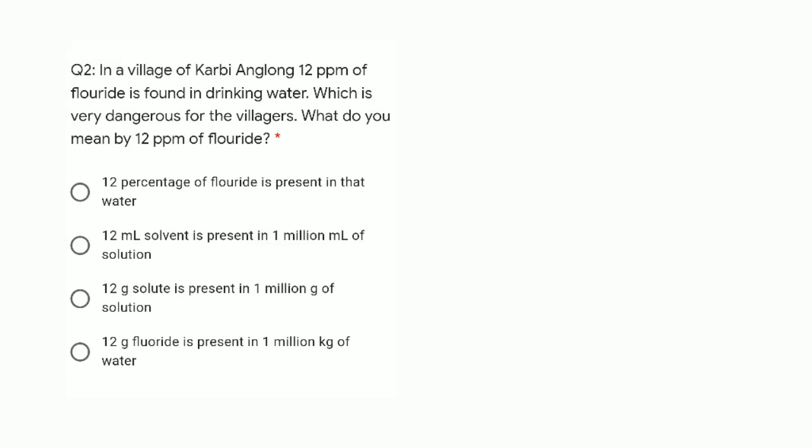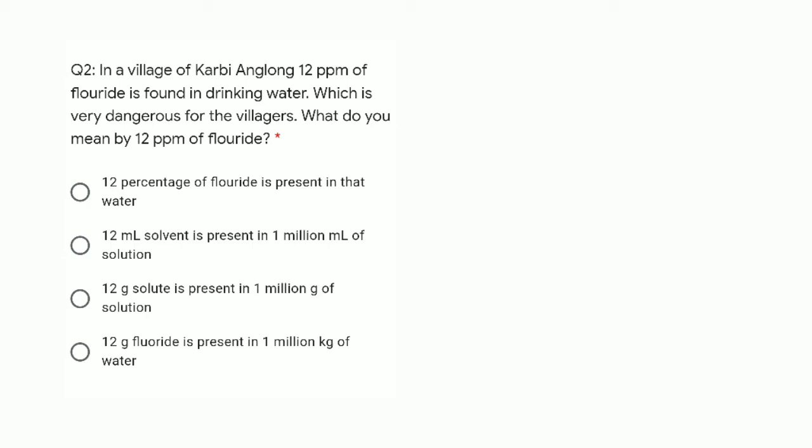Understand? So the next question is question 2, which is: in a village of Karbi Anglong, 12 ppm of fluoride is found in drinking water, which is very dangerous for the villagers. So what do we mean by 12 ppm of fluoride? We already know that ppm means parts per million, that is, how many parts are present in 1 million parts of the solution. So 12 ppm means 12 parts of fluoride are present in 1 million parts of the solution.